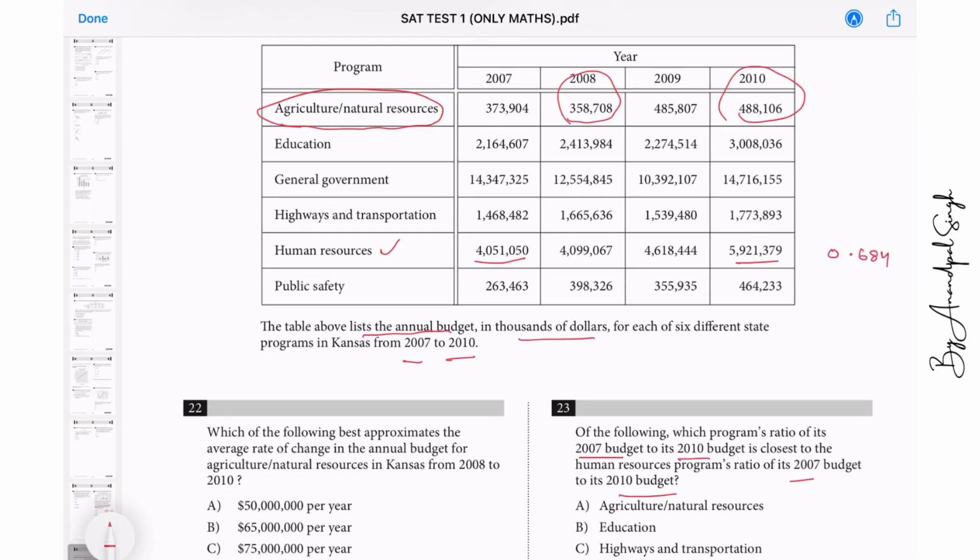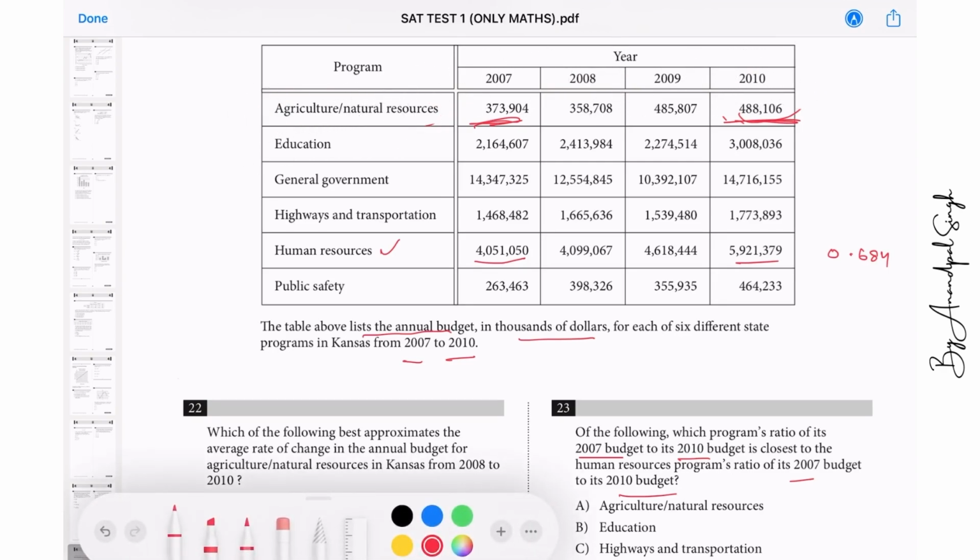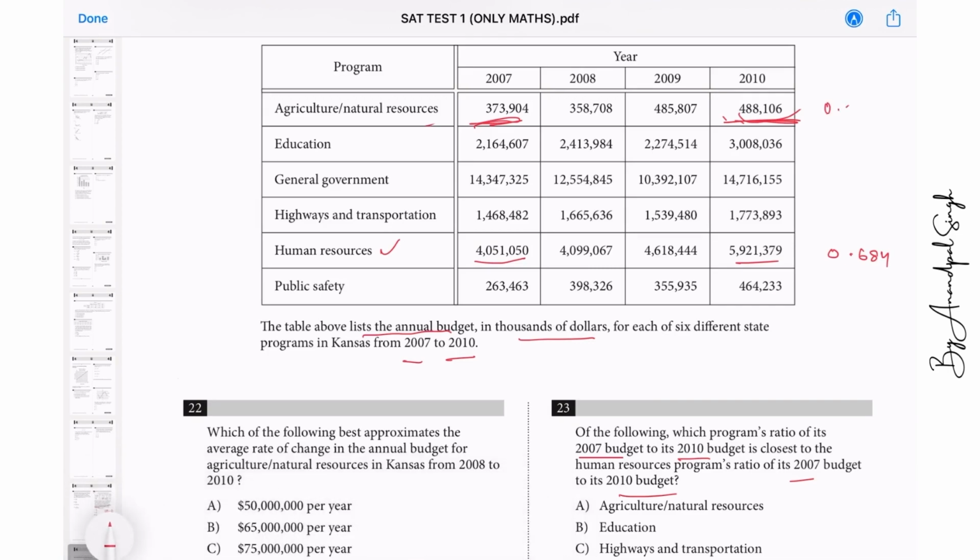Then let us start with agriculture natural resources. Agriculture natural resources is 37. We will take these two. 373,904 divided by 488,106. So that should be 0.766. So this is not equivalent, so we will rule out this.